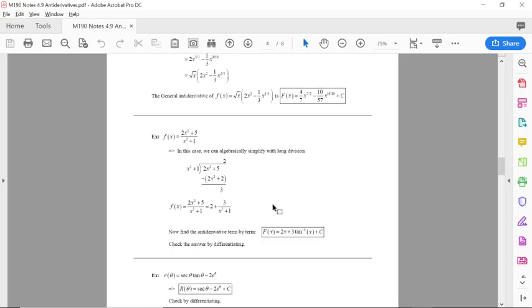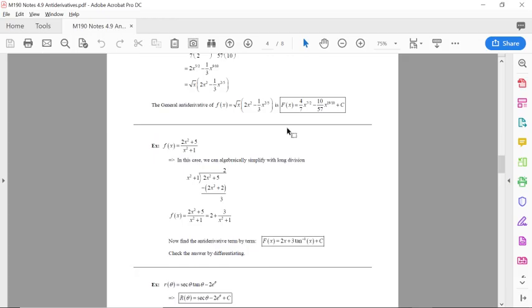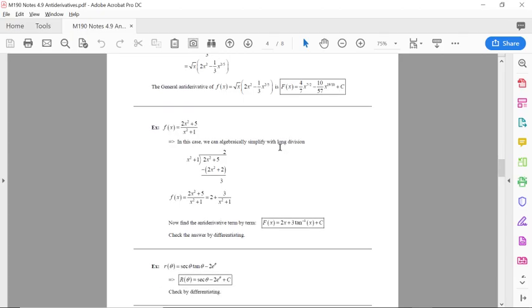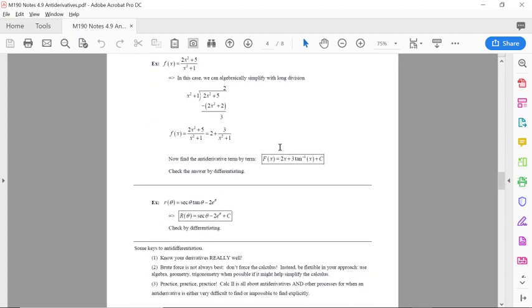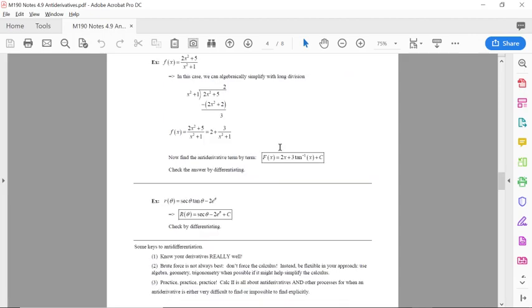And for other terms, it might be that we have a rule, like the general power rule reversed, or x to the negative 1, where we need a natural log of the absolute value of x, or b to the x, where the antiderivative would be b to the x divided by the natural log of b.